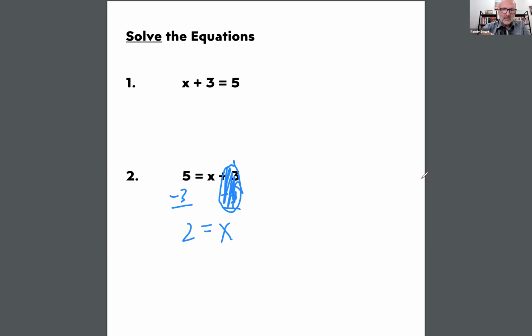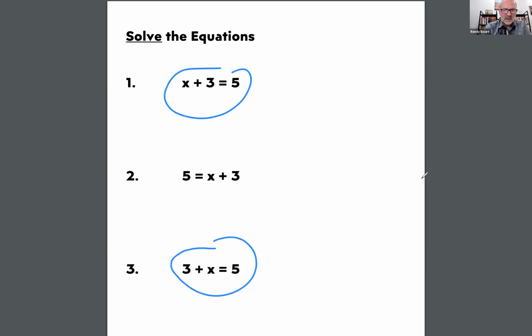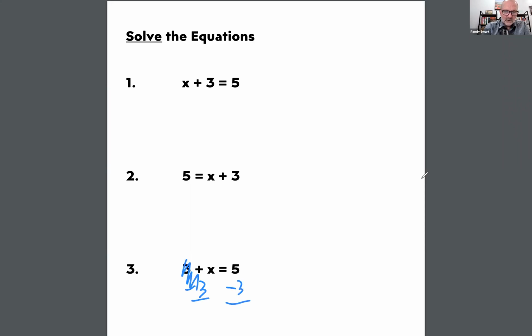Let's look at another example. Hey, this is the same as this, except they switched the x and the 3 around. Doesn't matter. I have a 3 on this side. I want to get rid of it. So I'm going to do the inverse. This is a plus 3, so I'm going to minus 3 to both sides. The 3's cancel because they're inverse operations, giving me 0. X plus 0 is x. X equals 2. That's an equal sign. Done. Let's look at some subtraction problems.